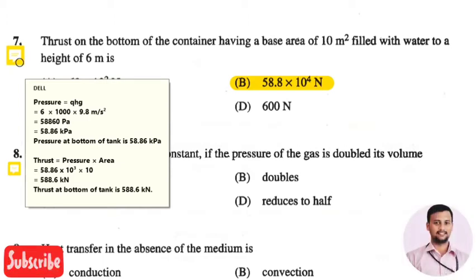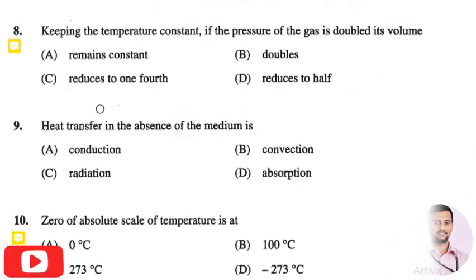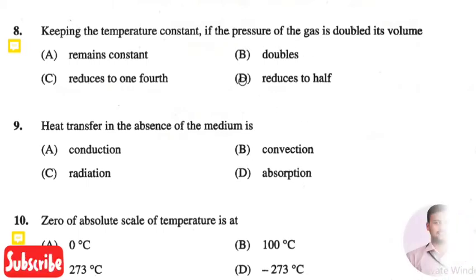So that will be 58.8 into 10 raised to 4 Newton. The next question is, keeping the temperature constant, if the pressure of a gas is doubled, its volume. So the right answer is reduced to half.